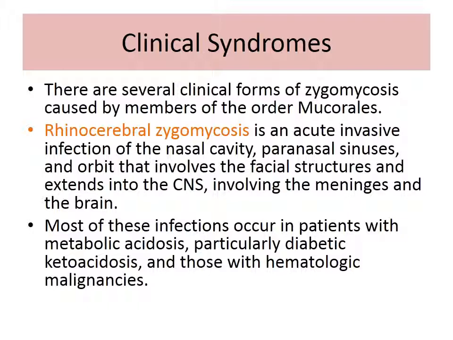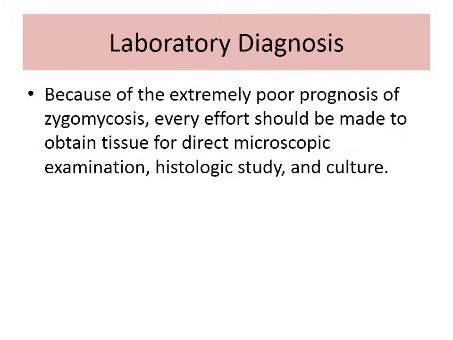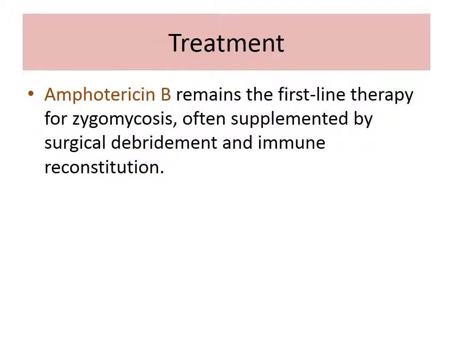These kinds of infection happen especially in diabetic patients, especially when they go through metabolic acidosis, and in some patients who have blood cancers like hematologic malignancies. As far as lab diagnosis is concerned, as we discussed earlier, they have a very poor prognosis, and we have to try our best to treat them and look at the microscopic picture, histological structure, and culture. The treatment of choice as the first line of therapy for zygomycosis remains amphotericin B.